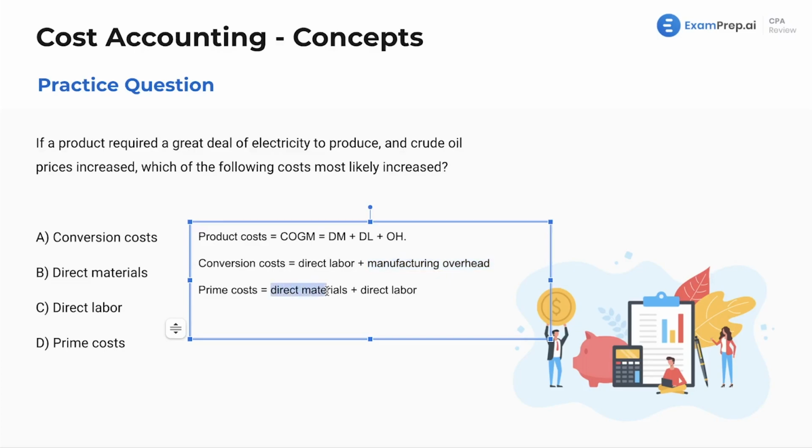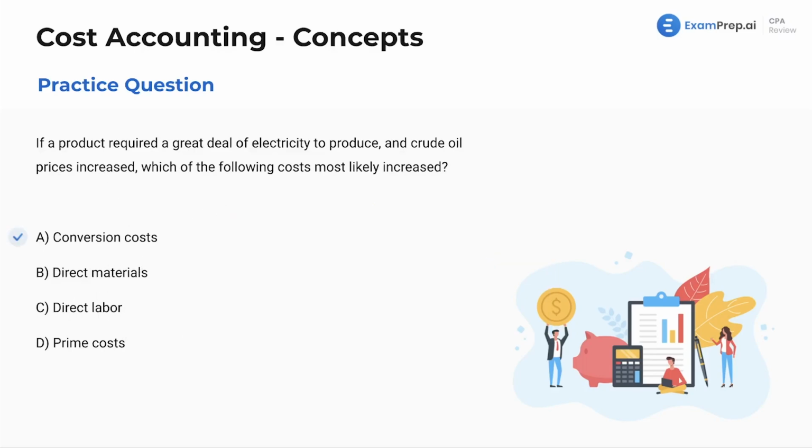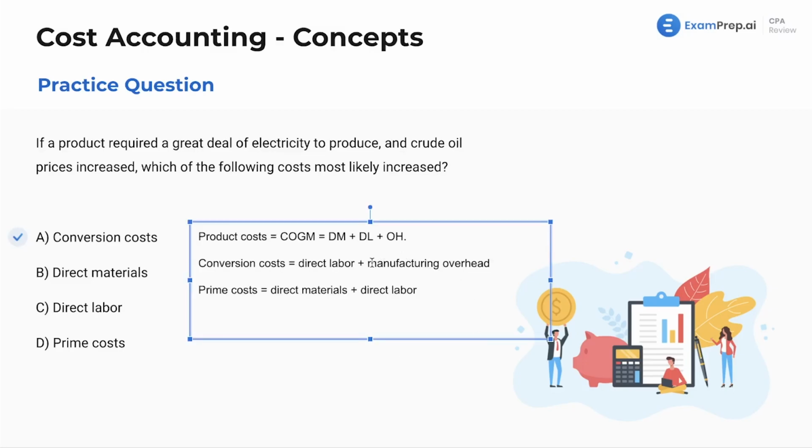Materials, that's metal and rope and wood, everything that falls in rubber. Labor are your actual hourly wage people, right? Overhead could include salaried administrative people. And since we know electricity is a utility, it only falls under manufacturing overhead, so it can't be prime cost because there's no overhead in prime cost. It can't be direct labor, can't be direct materials. The only viable answer here is going to be letter A, conversion costs, because that includes overhead.